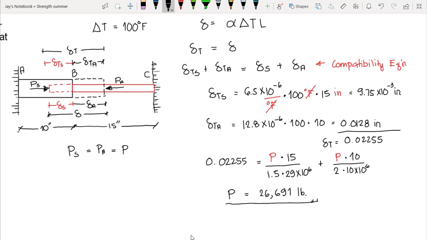Okay, now since the problem asks for the stresses in each bar, we need to compute the normal stress. So therefore we have the normal stress for steel.